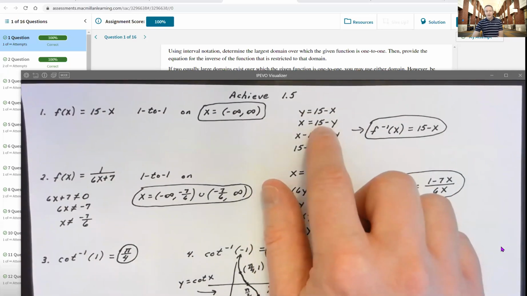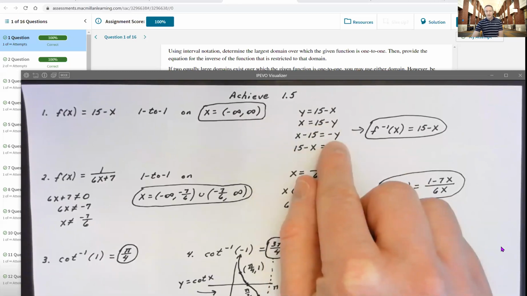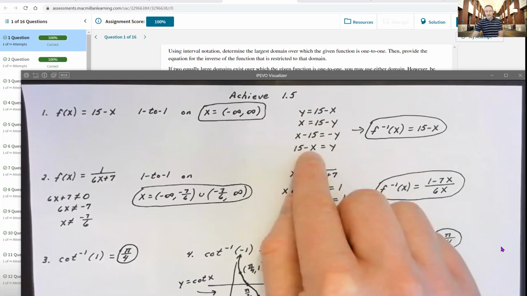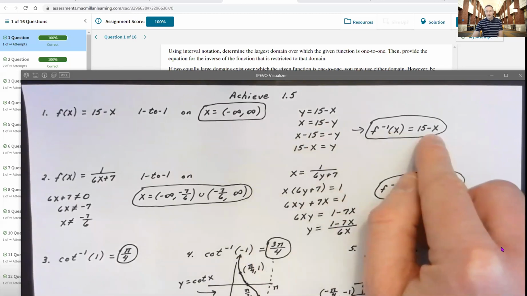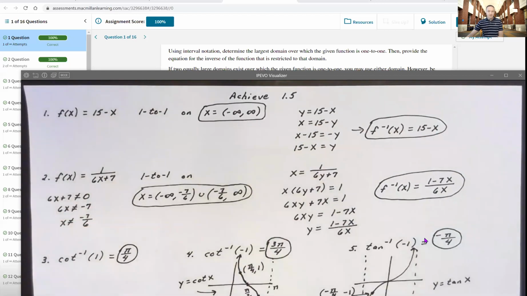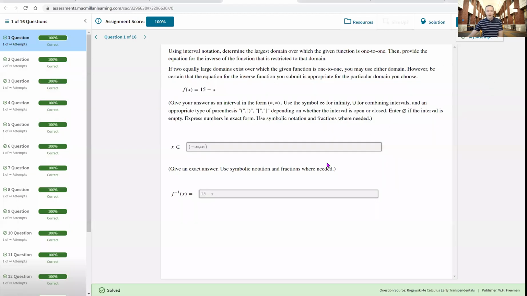When I do, I get x minus 15 is negative y. Now I just multiply both sides by -1 and I get y is equal to positive 15 minus x. That's going to be our inverse function. So notice our inverse function is the same as the original function. This function is its own inverse, which is rare, but it can happen. And you'll see here f inverse of x is the same as the original function, 15 minus x.